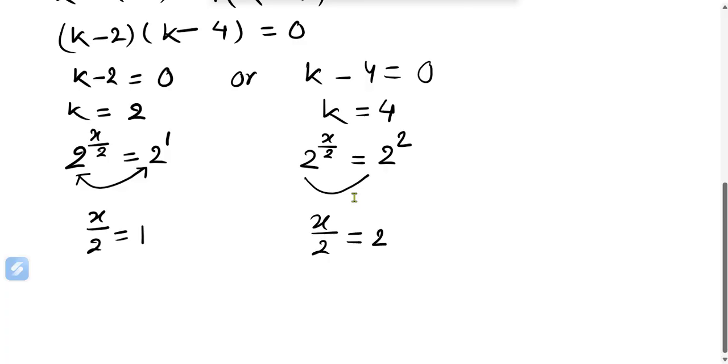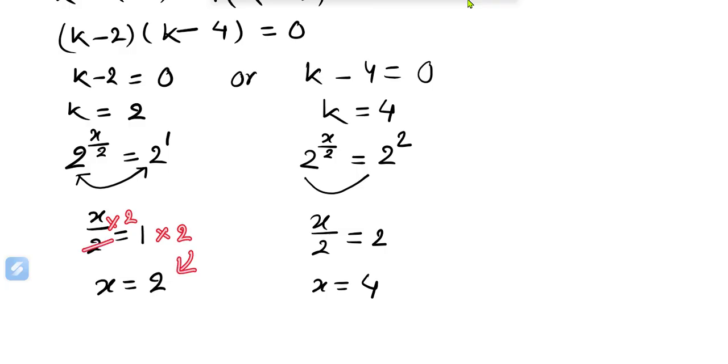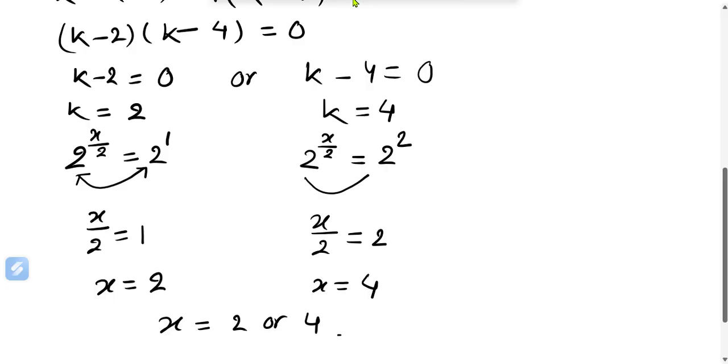Now, if you multiply both sides by 2, then this will be 2. If you multiply both sides by 2, then this is 4, right? Simply you are multiplying here by 2, multiplying here by 2, and this 2 cancels. That's why 2 here. Again, you are multiplying by 2 here, multiplying by 2, 2 cancels, and that is 4 here. That means the value of x is either 2 or 4, and that is the answer.